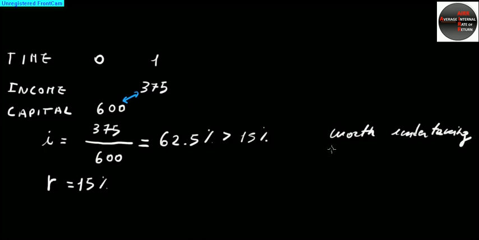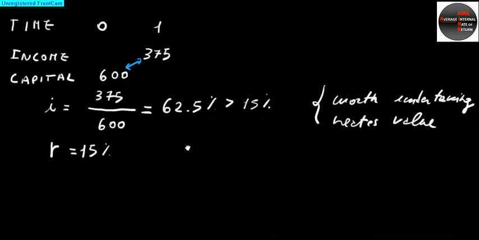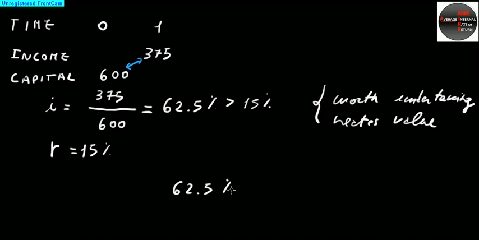We can also say that the project creates value. How much value does this project create? Now, consider that the excess return rate is 62.5% minus 15%, and this makes 47.5%.